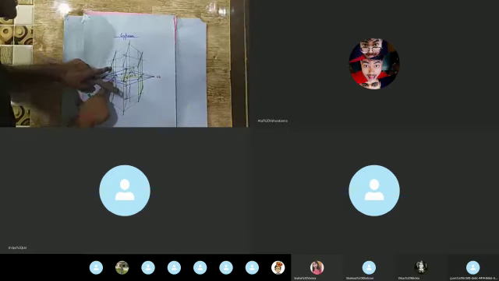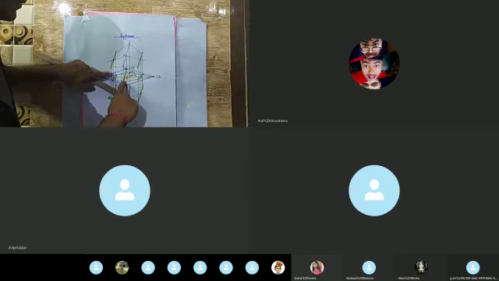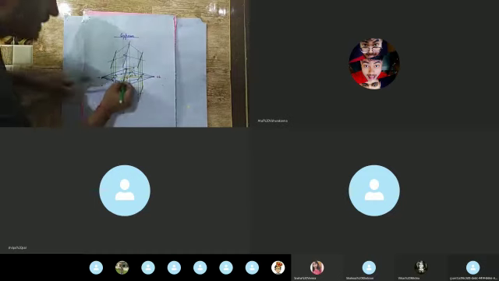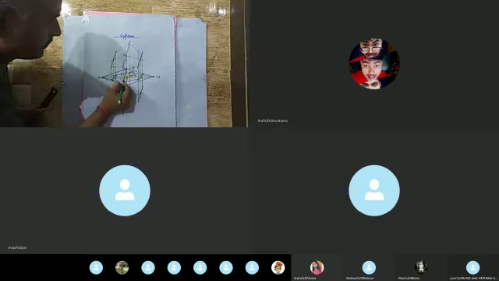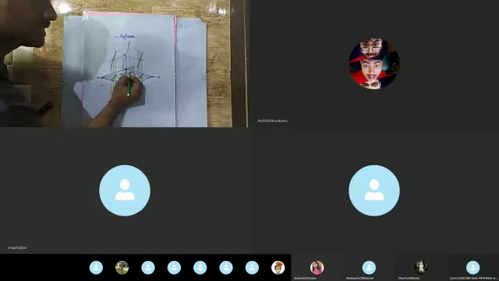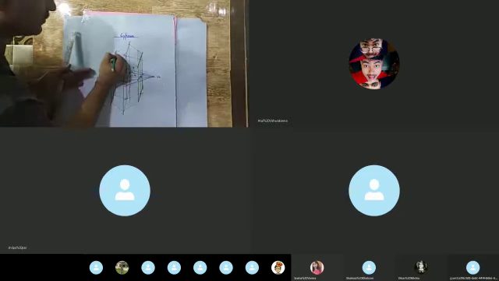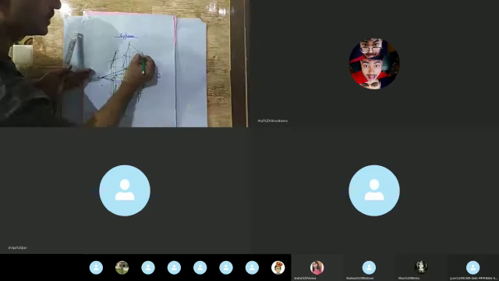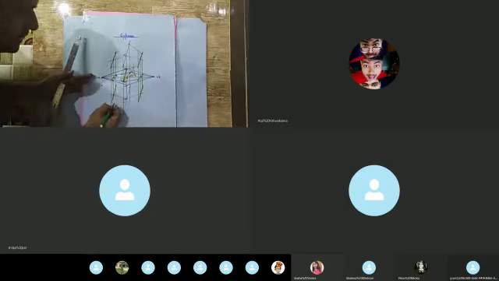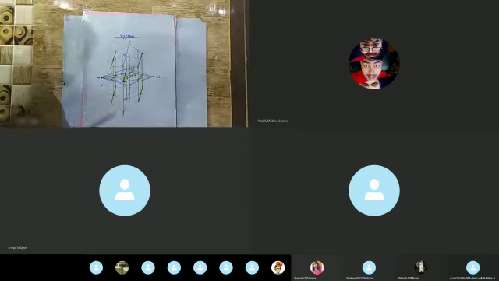Okay. Now after that we will join X vertical line segment. This is X vertical line segment with plus A1. Where is plus A1? This is plus A1. And this is minus A1. Okay. So we will get 1, 2, 3, and 4 intersection points.